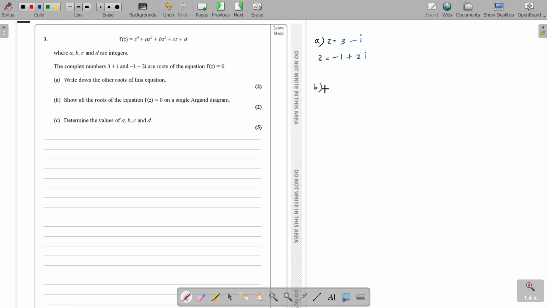Part B, show all the roots of the equation f(z) equals 0 on an Argand diagram. So what are the roots? The first root is 3 plus i, the second root is 3 minus i, the third root is minus 1 minus 2i, and the fourth root is minus 1 plus 2i. The order can obviously change. So let's quickly draw. 3 plus i: on the real axis it's 3. So 1, 2, 3. Let's mark. Okay, so let's mark the values here.